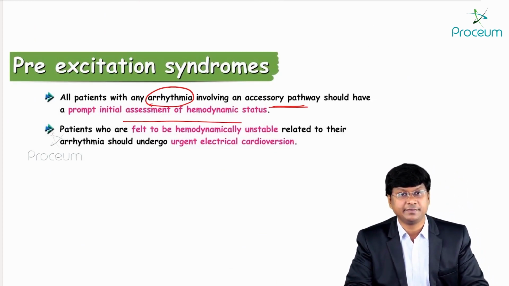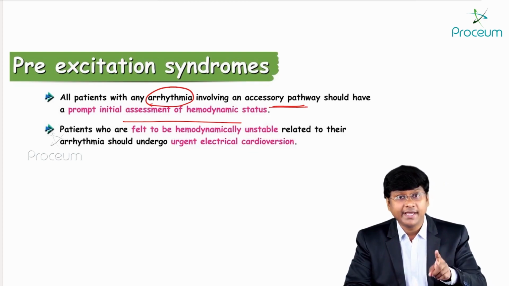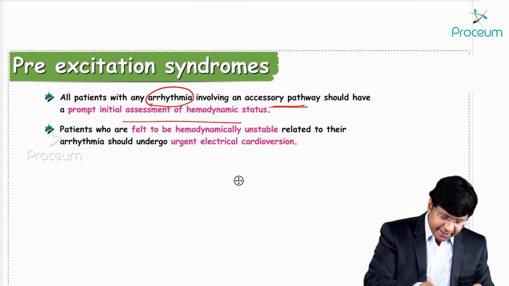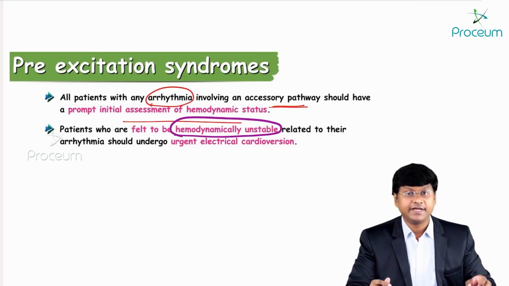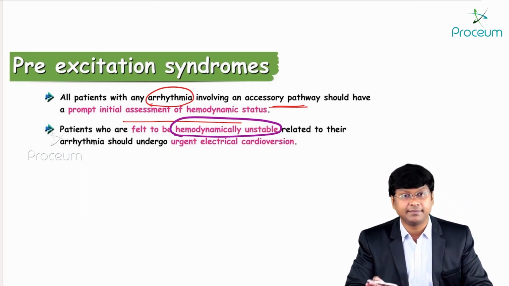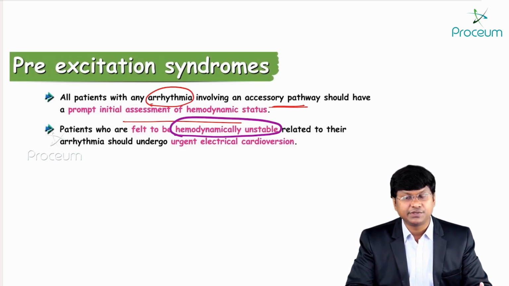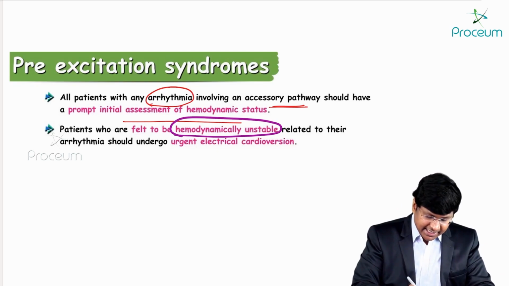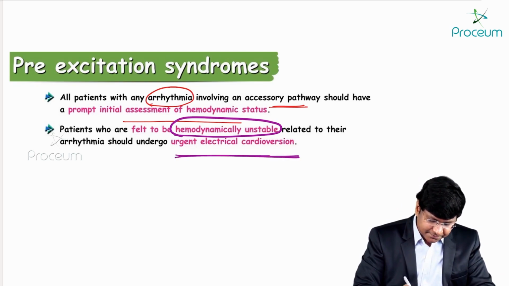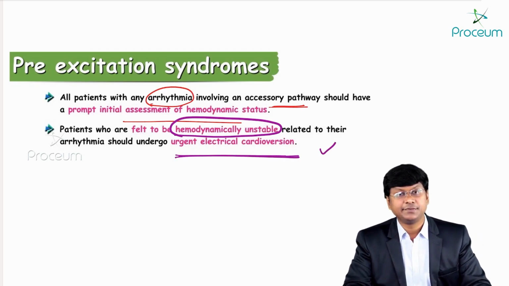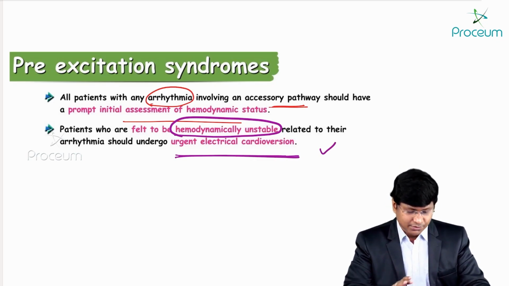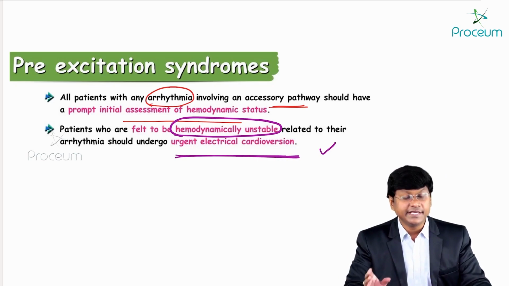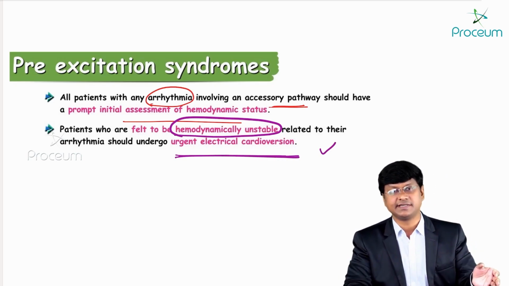Now, all the patients with an arrhythmia involving an accessory pathway should have a prompt initial assessment of the hemodynamic status. Why? Because if the individual is hemodynamically unstable, whatever might be the type of the arrhythmia, these individuals should undergo urgent electrical cardioversion. So that is the treatment if the individual is hemodynamically unstable.